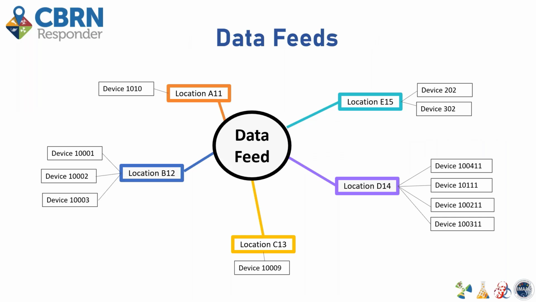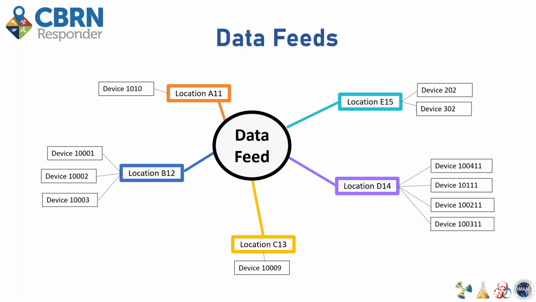And so before I dive into the difference between the locations and devices, this image here shows how it all interacts. So you start with the data feed in the center. That is what is created in CBRNResponder. With that data feed, you can have as many different locations for your data feed. So here I just have location A11, B12, etc. So those are all the different locations that I want to stream the data from.